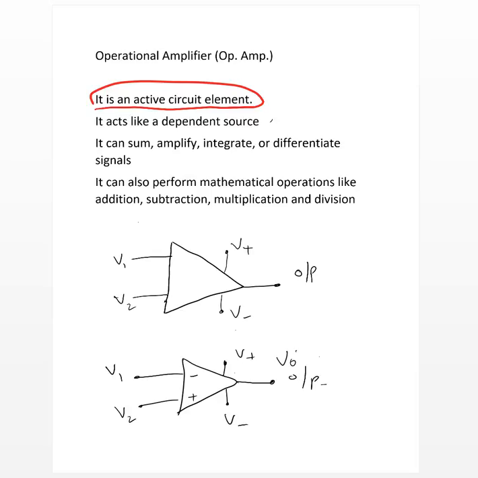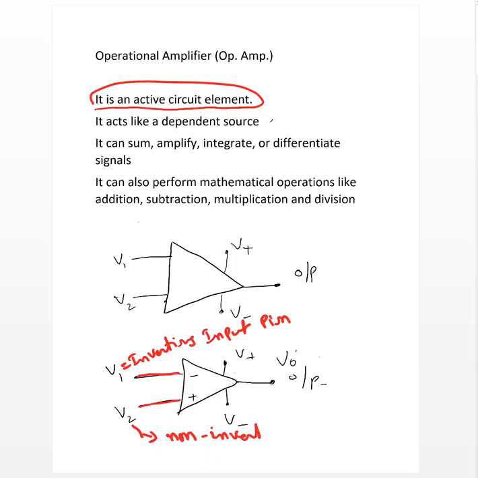Okay, here is the symbol for the operational amplifier. There are two input terminals, which we indicate with V1 and V2. This is the inverting input pin, and this is the non-inverting input pin. So there are two input pins, non-inverting and inverting.